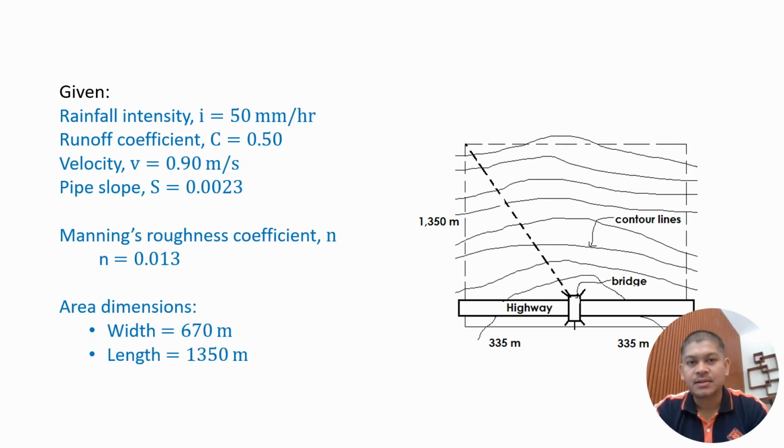This slide shows the given values such as rainfall intensity I equals 50 millimeters per hour, the runoff coefficient C 0.5, velocity V 0.9 meter per second, pipe slope S is equal to 0.023 and the roughness coefficient of 0.013, needed for our computations.